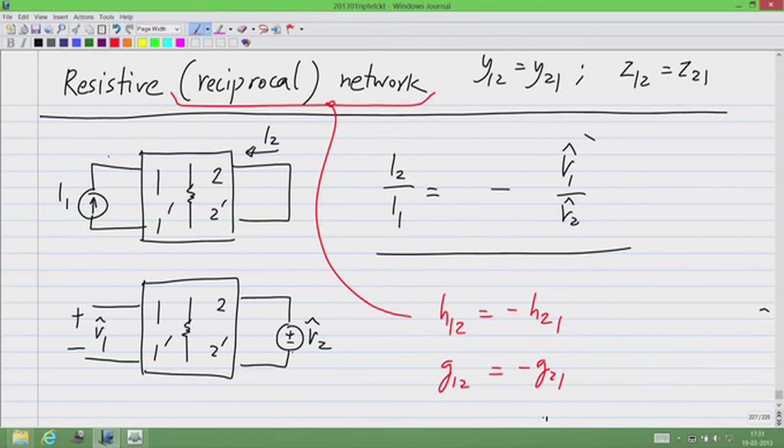Okay, so they are related. H12 is the effect of port 2 on port 1. H21 is the effect of port 1 on port 2. So in general, parameter 1, 2 shows the effect of port 2 on port 1. Parameter 2, 1 shows the effect of port 1 on port 2. And in a reciprocal network, these two will be related in some way. For y parameters, the relationship is that they are equal, and for h and g parameters, they are equal and opposite of each other. Any questions about this?